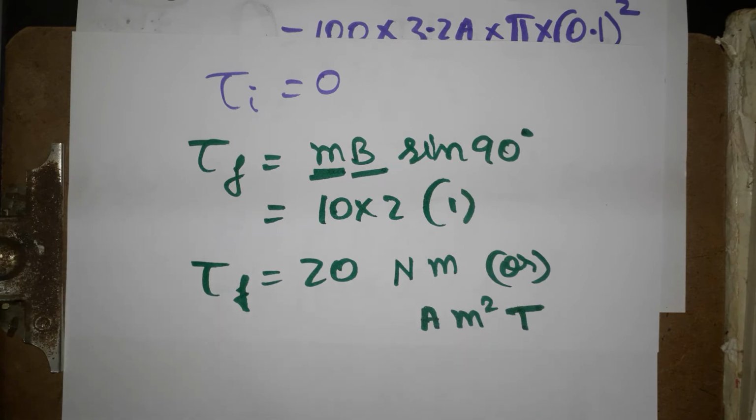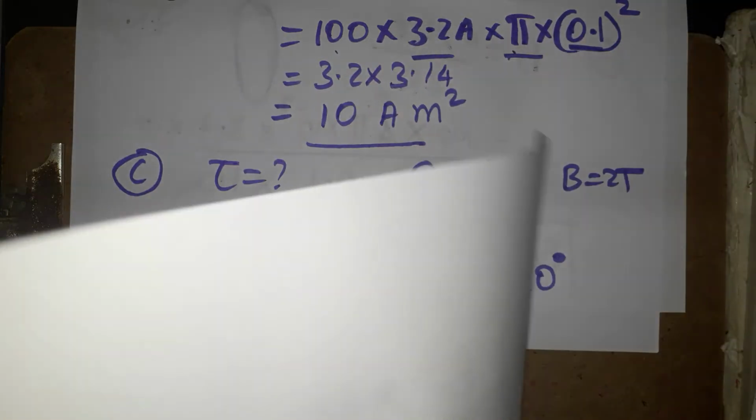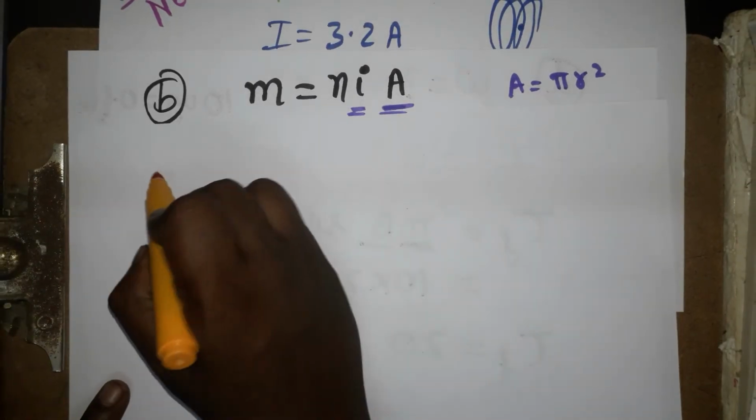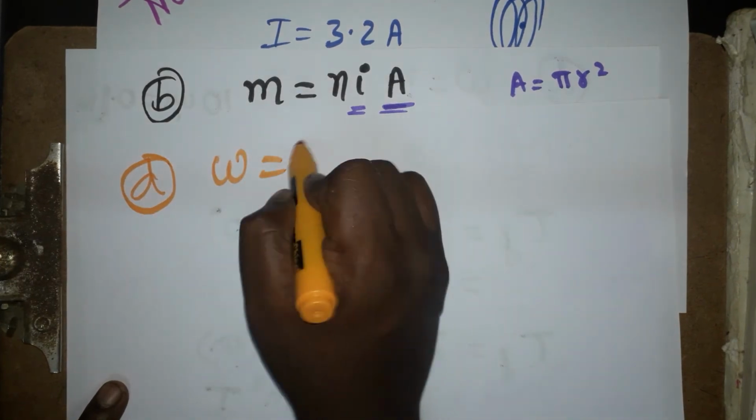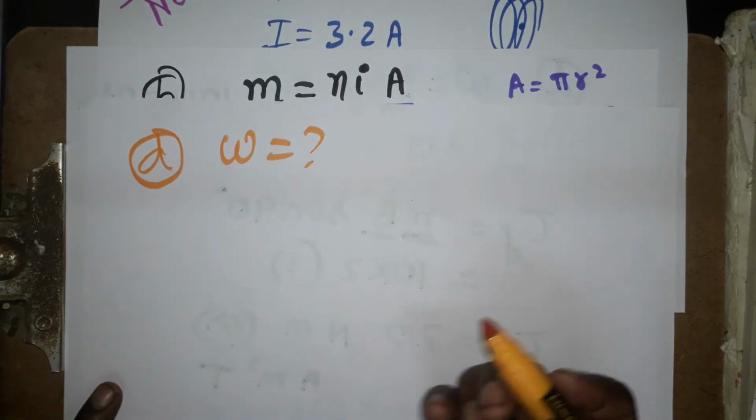The next one, so torque I got is 20 Newton meter. Next they asked what is the angular velocity. This is a very important question. D question is what is the angular speed. How am I going to relate the angular speed?